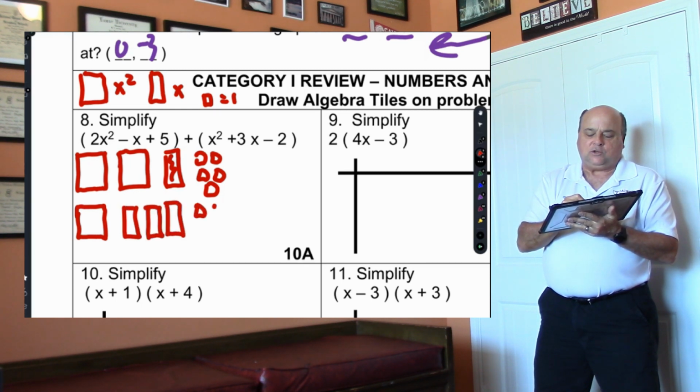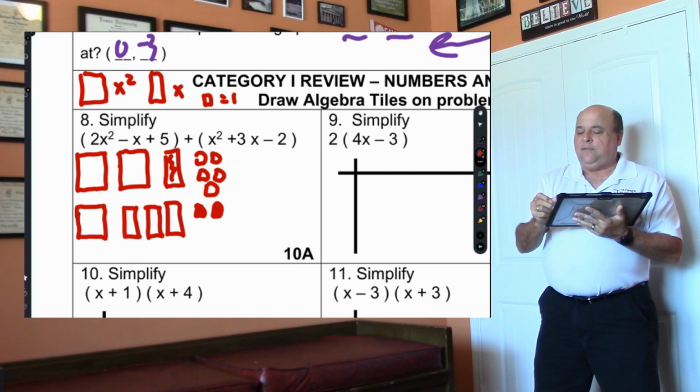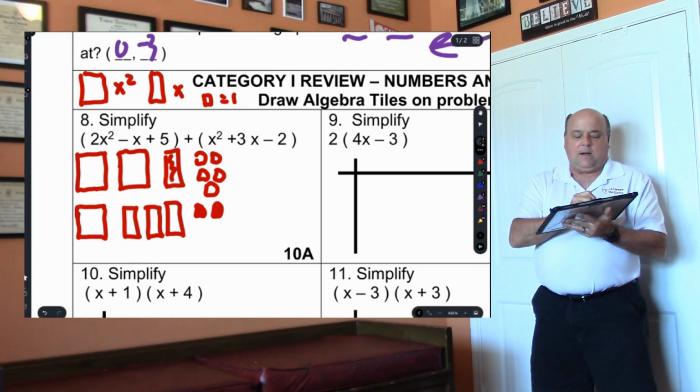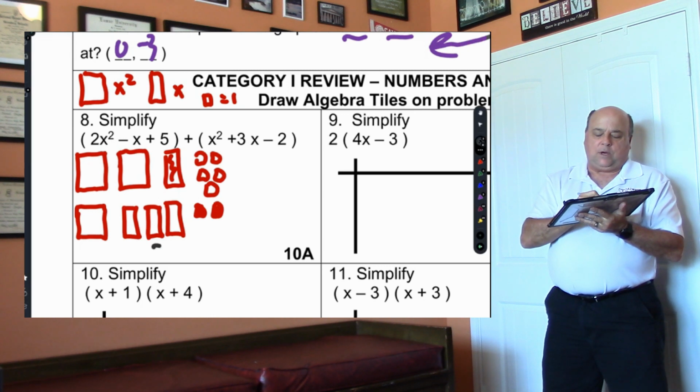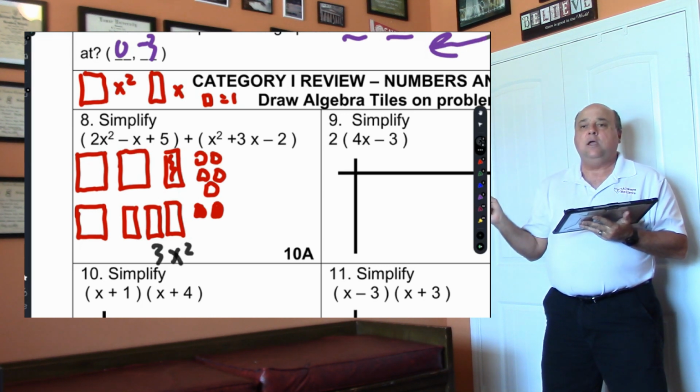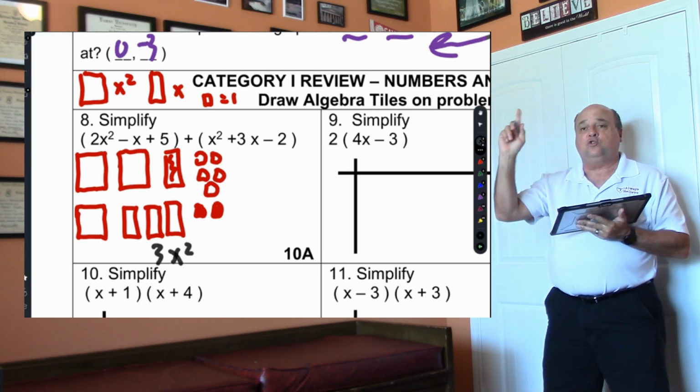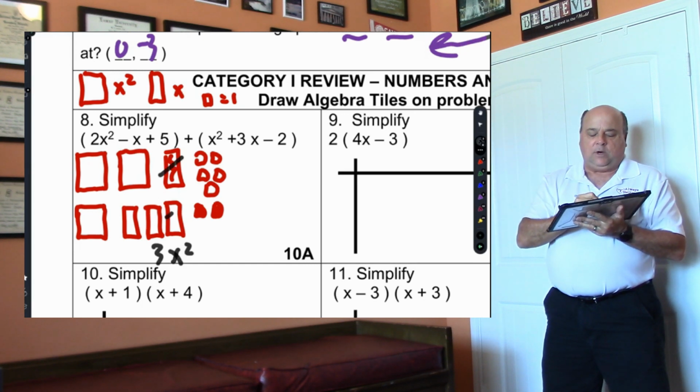And I have 2 shaded squares. Now then, I'm going to combine them up. So how many big squares do I have? I have 3 big squares, or 3x squared. By rectangles, I got 4 rectangles, but 1 is shaded. So I need to get rid of the shaded rectangle.